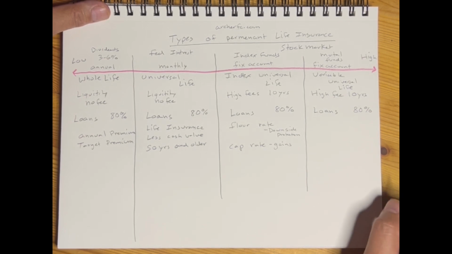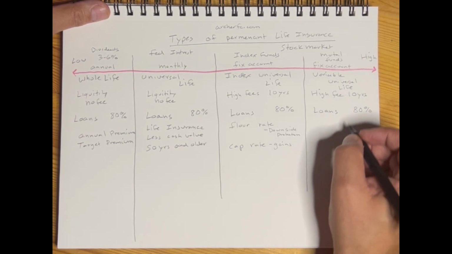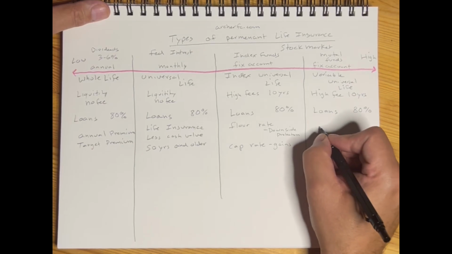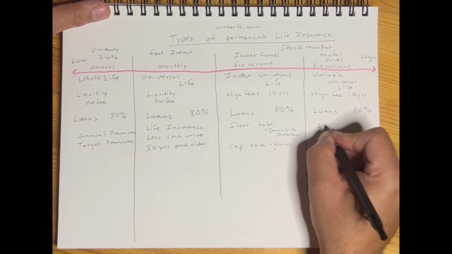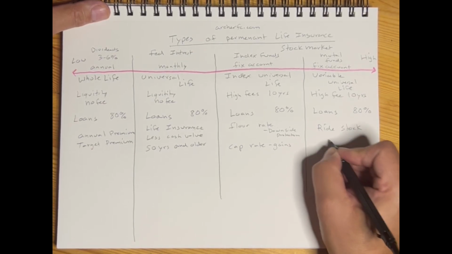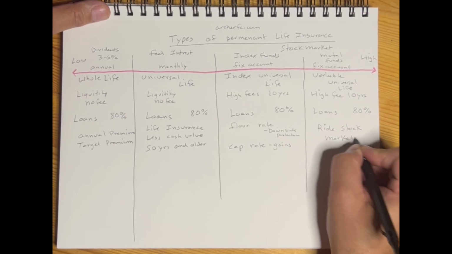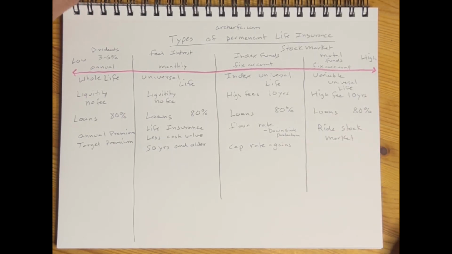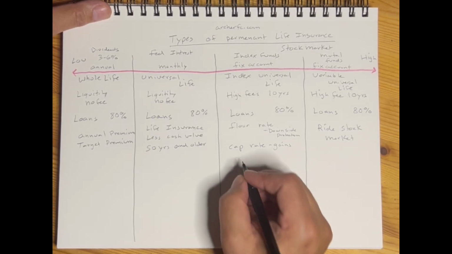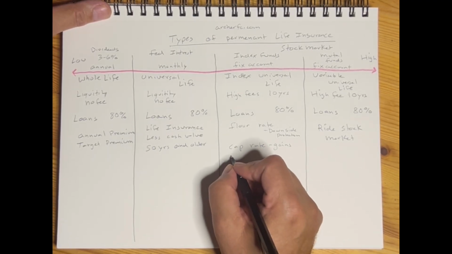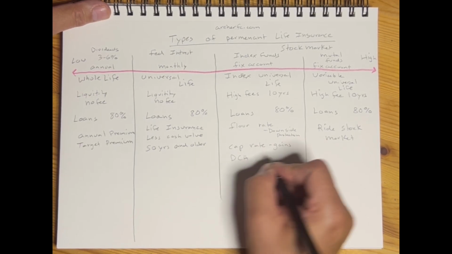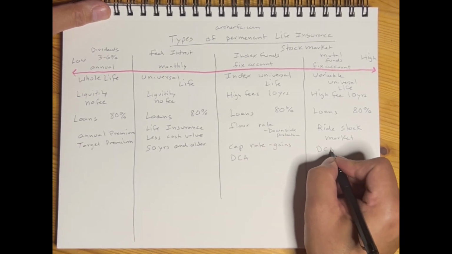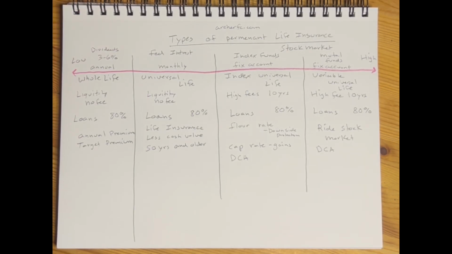Now, Variable Universal Life is going to ride the stock market. It's going to take advantage of the highs and lows of the stock market. With Index and Variable Universal Life, taking advantage of the highs and lows of the stock market is done through dollar cost averaging. And I'll break down a video on dollar cost averaging here shortly.